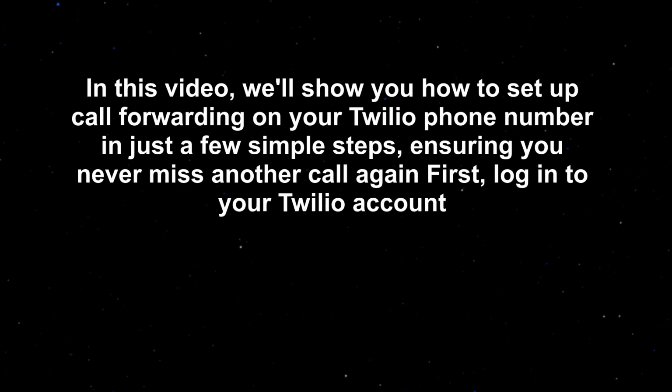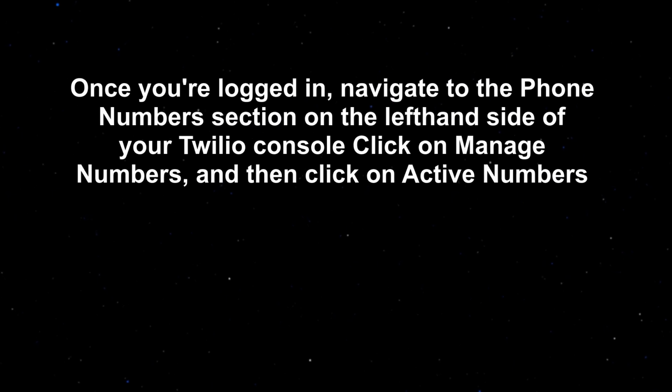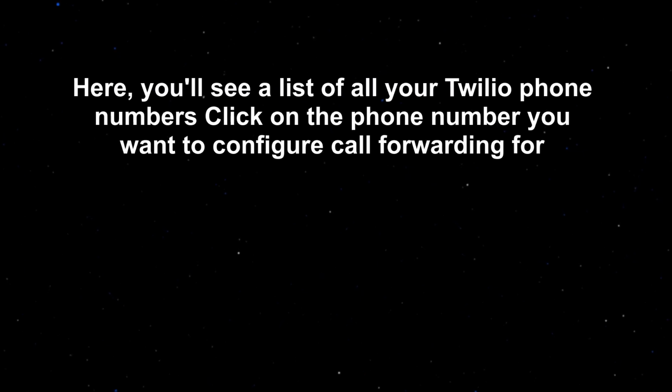First, log into your Twilio account. Once you're logged in, navigate to the phone number section. On the left-hand side of your Twilio console, click on Manage Numbers, and then click on Active Numbers. Here, you'll see a list of all your Twilio phone numbers. Click on the phone number you want to configure call forwarding for.